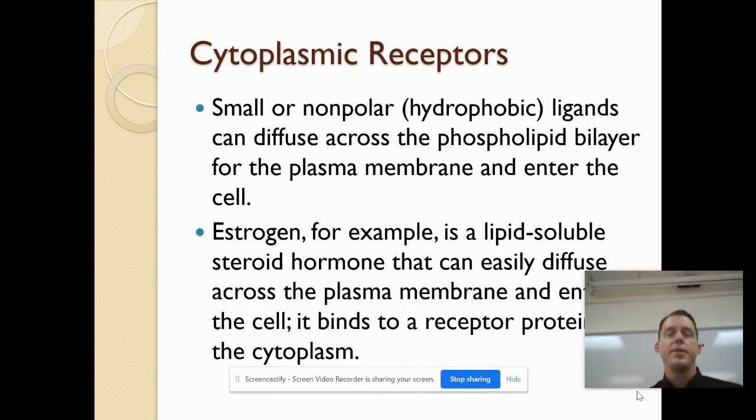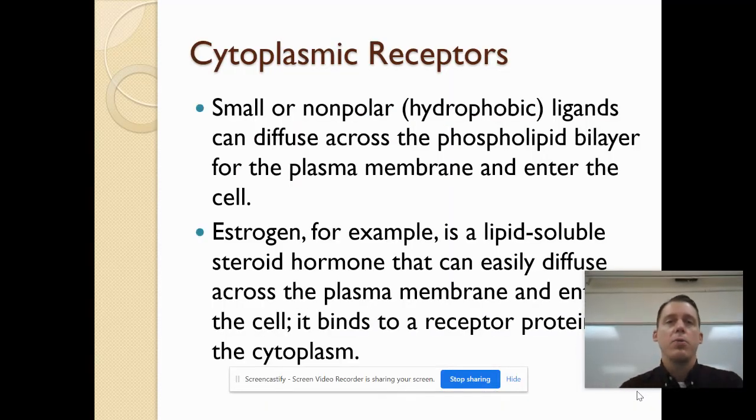Hi, everybody. Today we are going to talk about receptors. So if you remember, when we talked about cell signaling, we said there were three parts. There was reception, and then there was transduction, and then there was a reaction, something that happened. And today's lecture is about reception.